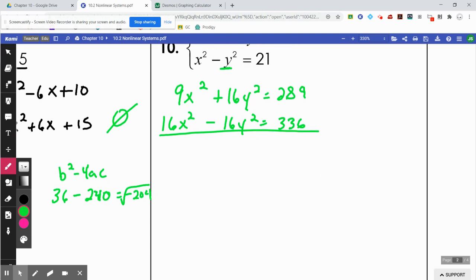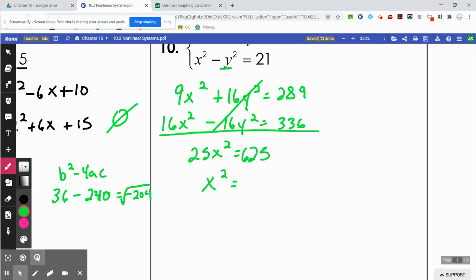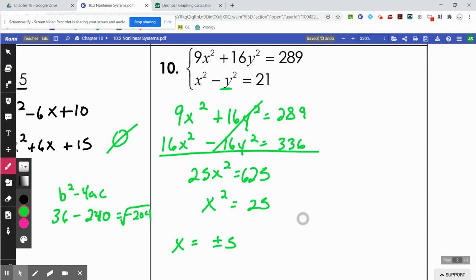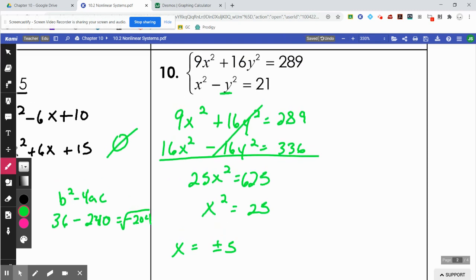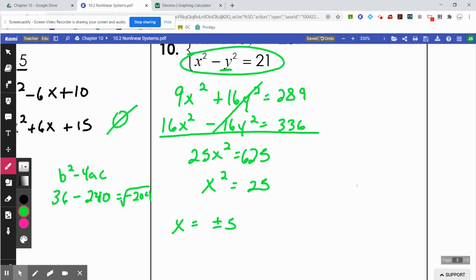Now we have these things lined up and our y squareds are gone. So that gives me 25x squared is equal to 289 plus 336, which is 625. Divide both sides by 25, and that gives you 25. So since x squared is 25, that means that x is equal to positive and -5. Now to find the y's that go along with it, again, you can plug it into either one. This one's probably the simplest. So let's find our first solution, which is 5 comma something first.